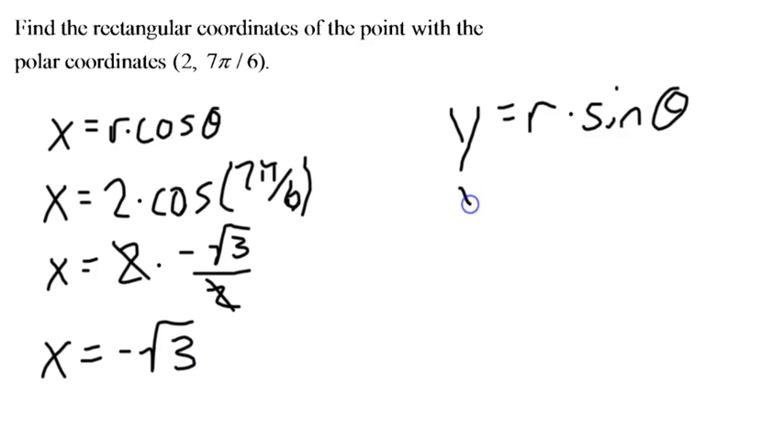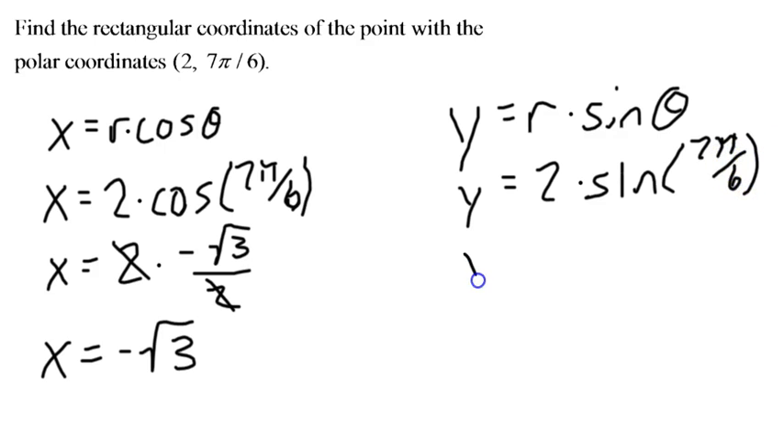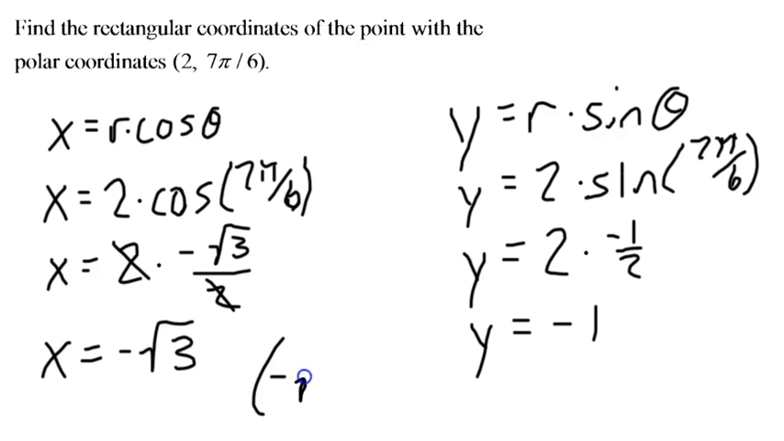Similar process for y. Substitute in what we know, 2 times the sine of 7π/6. So y is equal to 2 times the sine of 7π/6, which is negative 1/2. So this is 2 times negative 1 over 2. If we multiply that out, we get y equals negative 1. So our rectangular coordinates would be negative radical 3 for our x value, negative 1 for our y value.